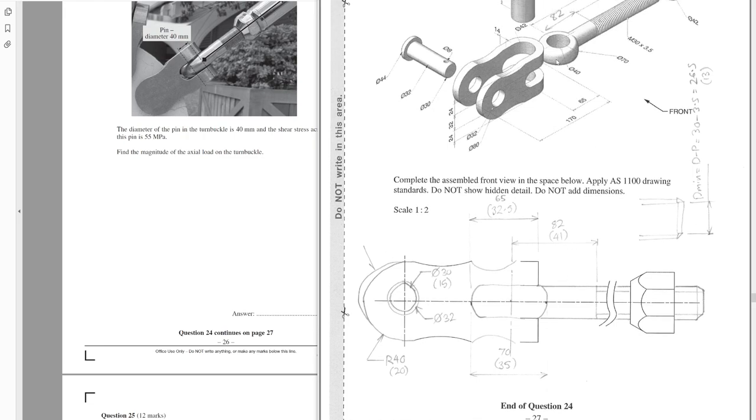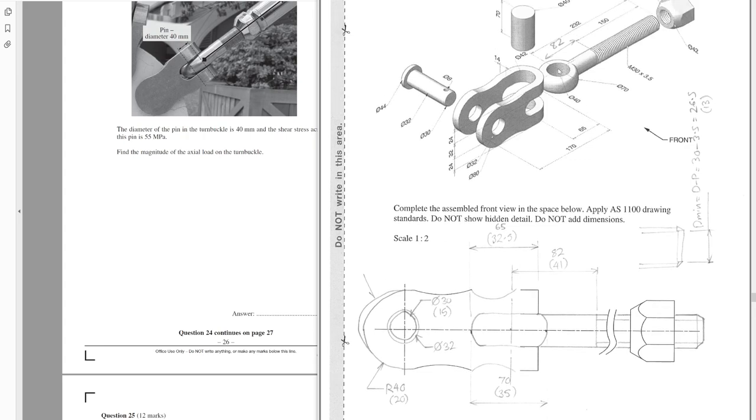Then I found out how far it is from the center of our threaded bolt, our threaded eyelet, a threaded pin, that's what we're going to call it. From the center of the threaded pin back is 82 mil, so it's 41. And then I drew the thread.